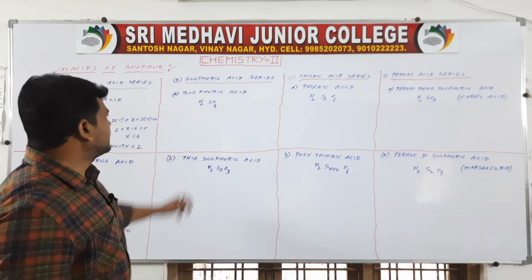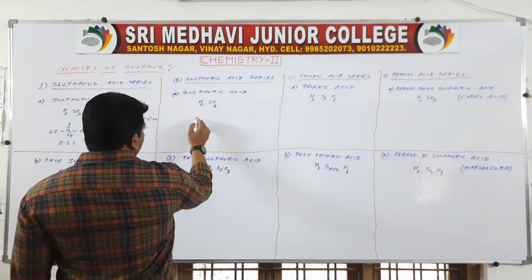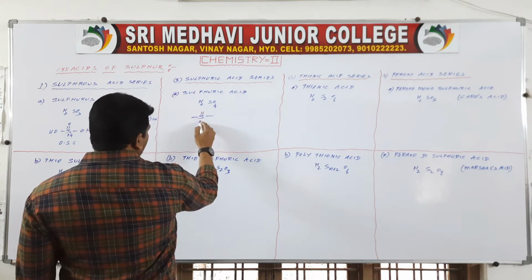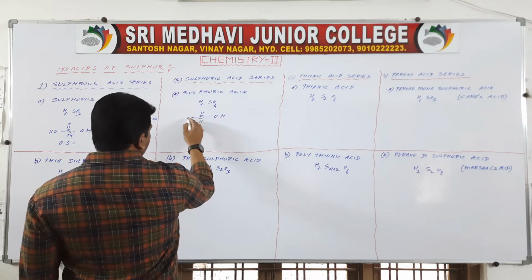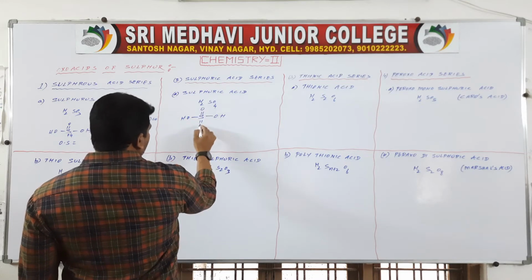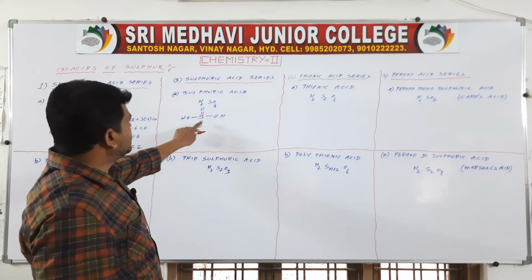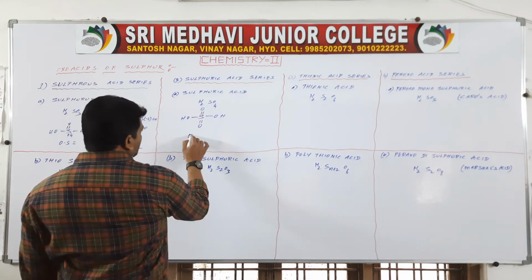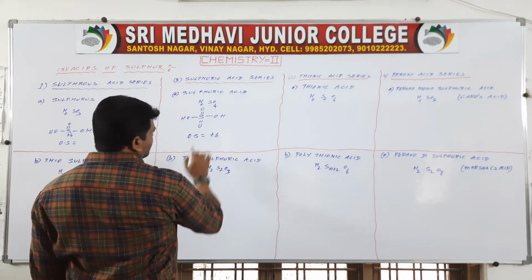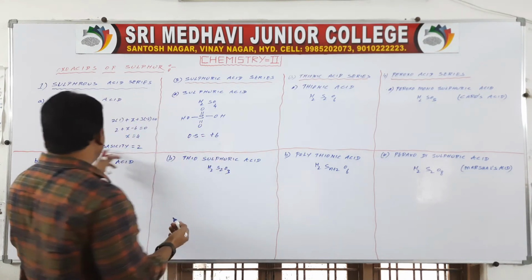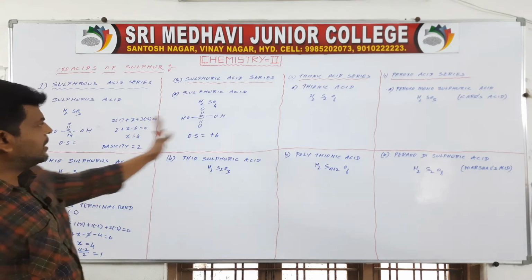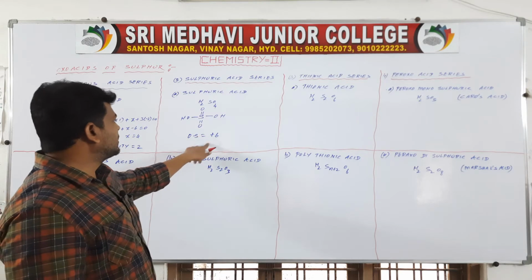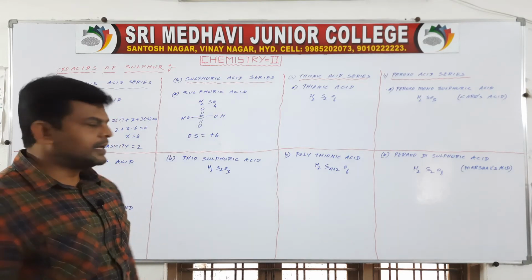So it is nothing but H2SO4. Its structure is sulfur with a double bond, double bond, and single bonds to OH, OH, with double bonds to O and O. 1, 2, 3, 4, 5, 6, so this can form 6 bonds. So the oxidation state equals plus 6. Basicity is the same for all. So the oxidation state is plus 6 for sulfuric acid.